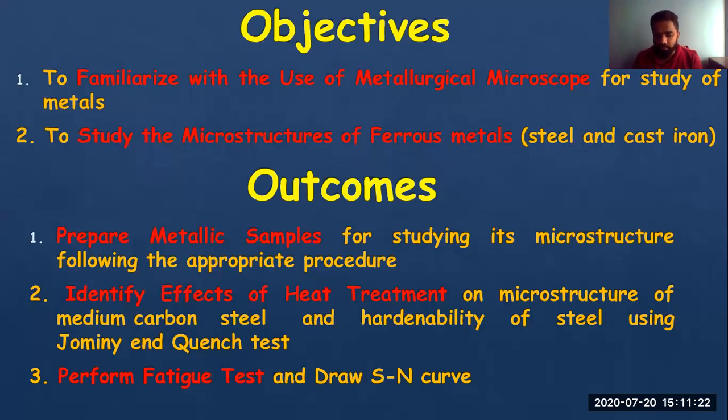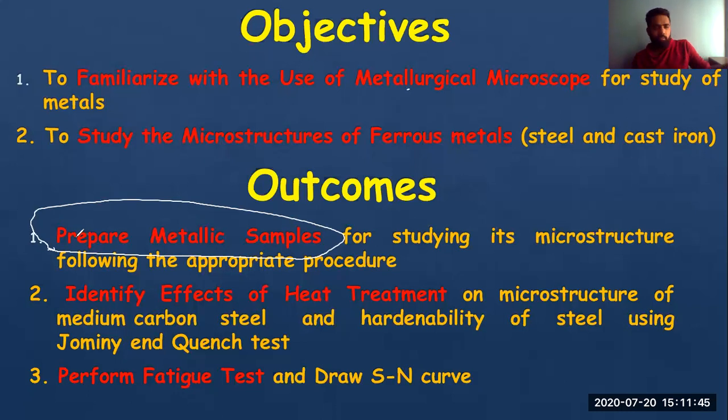First outcome, you can see the first outcome. I'll just try to highlight it if it is possible. Just give me a second. I would like to highlight. The first outcome is: prepare the metallic sample. So you have to prepare the metallic sample. You should know how to prepare a sample.